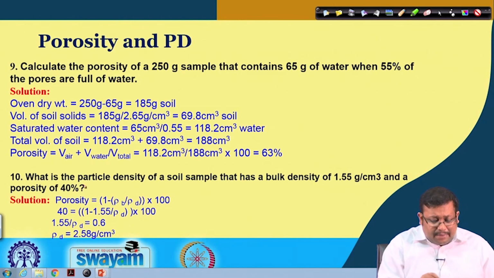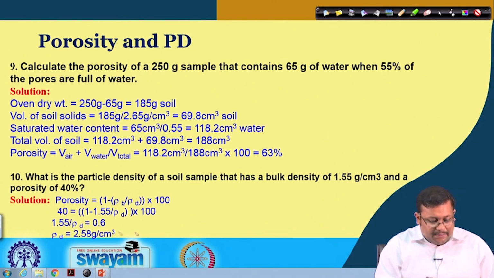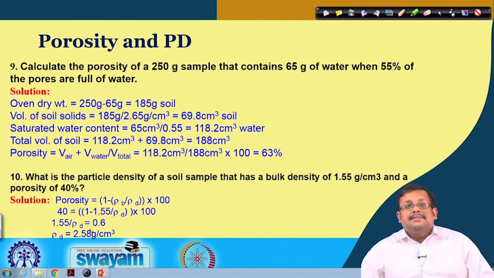Final question, what is the particle density of a soil sample that has a bulk density of 1.55 gram per cc and a porosity of 40%. So, we know the formula, porosity is equal to 1 minus bulk density over particle density into 100. We know the porosity is here 40, and by inputting the bulk density we can calculate the particle density, that is 2.58 gram per cc.